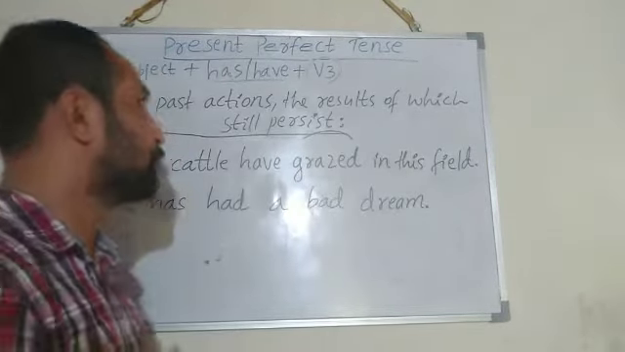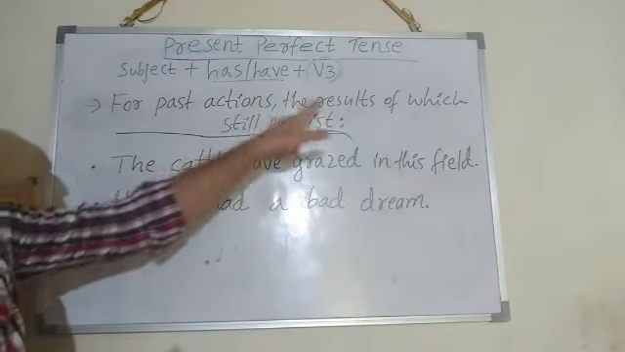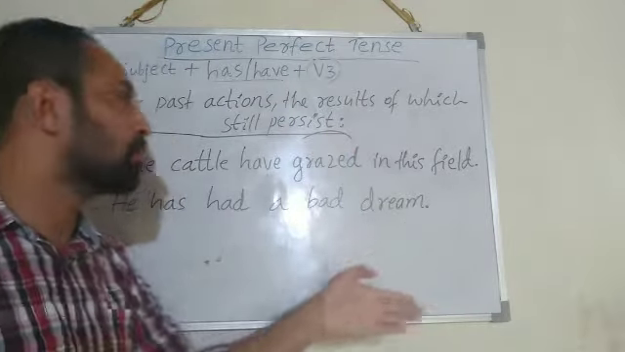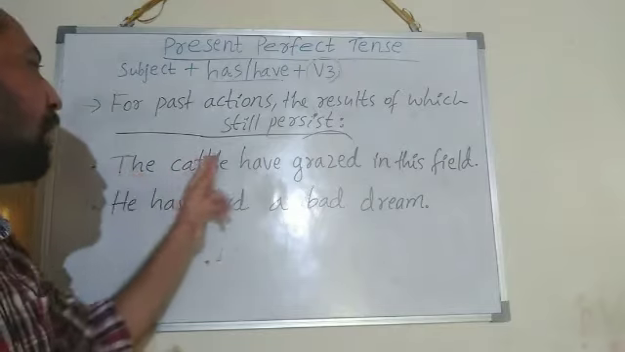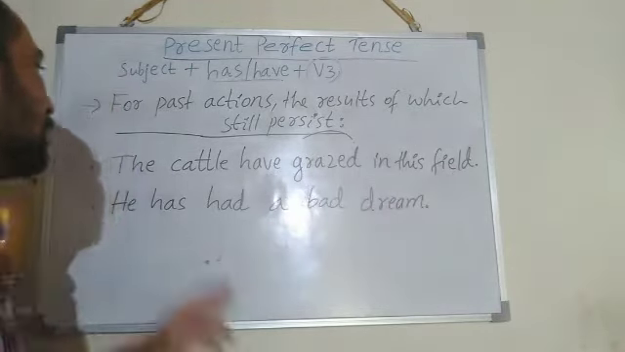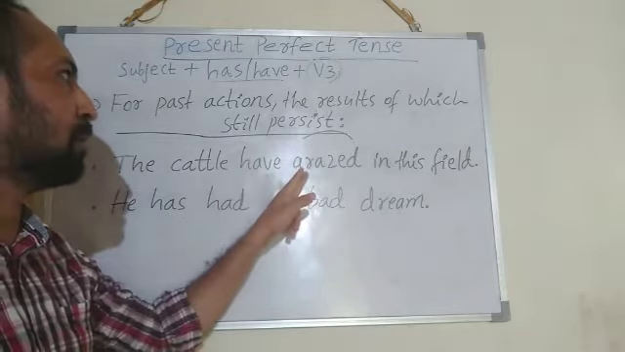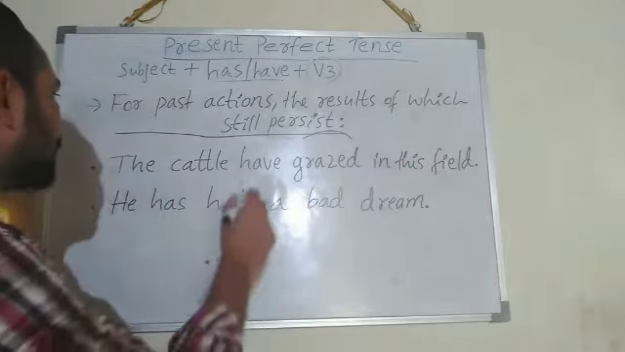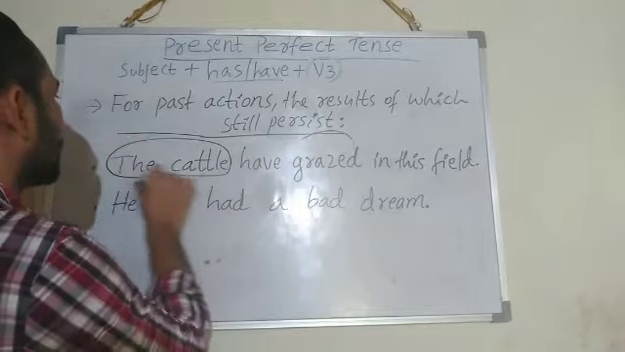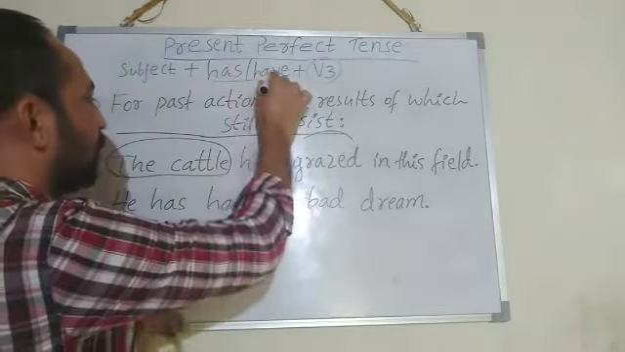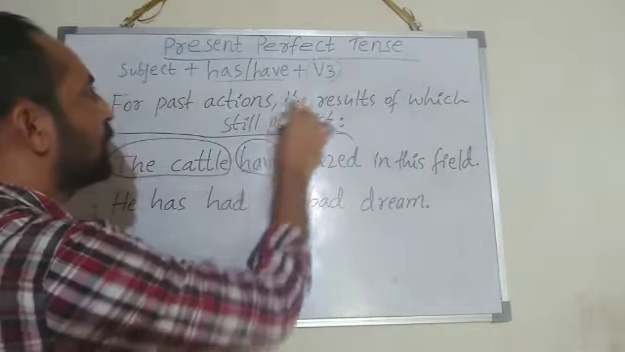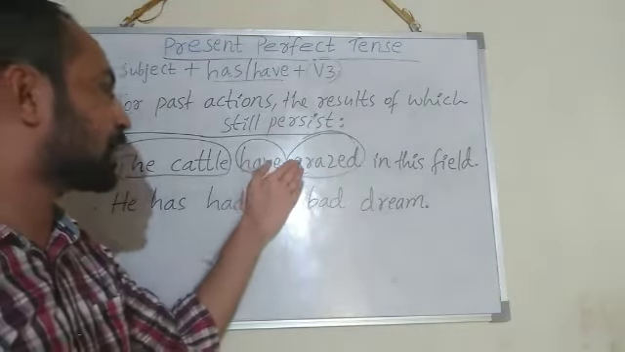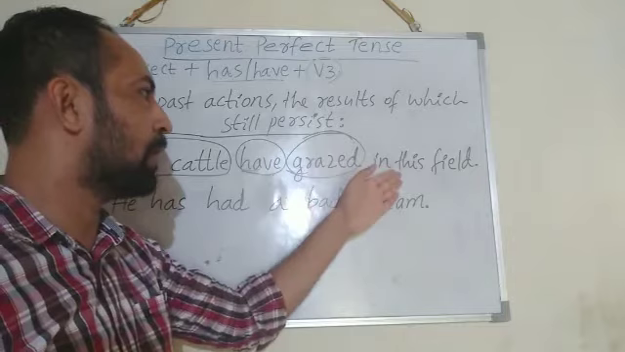This tense is also used for past actions, the results of which still persist. Persist means still now exist, present. Example, the cattle have grazed in this field. The action was completed, but the effect, the impact, still persists. The cattle, here, is the plural subject, so we have to choose have, the plural auxiliary verb. Then the V3 form, grazed, that means eaten. So, what about the action? The action was completed, but the effect still exists.